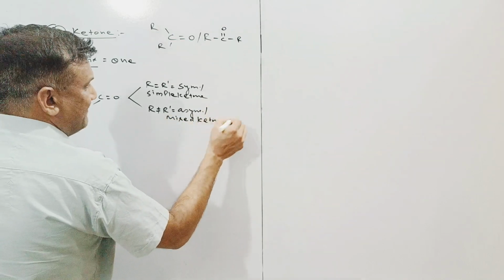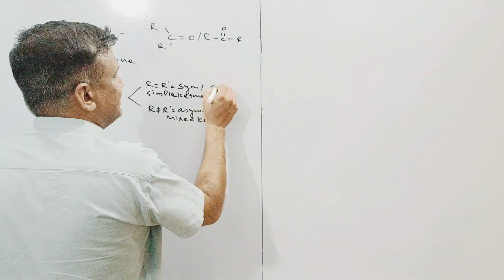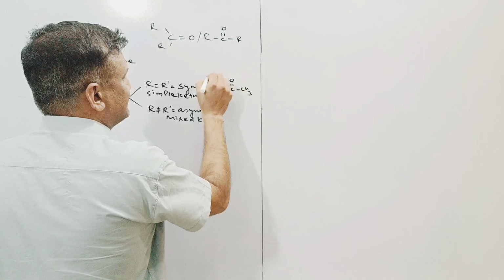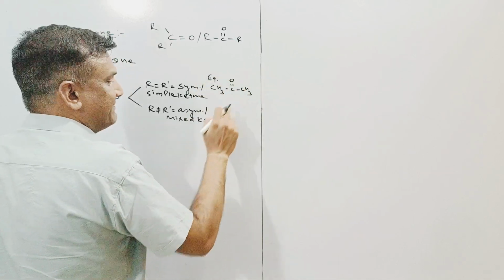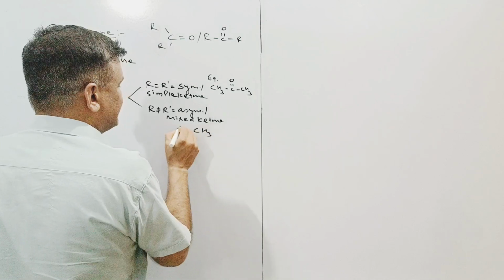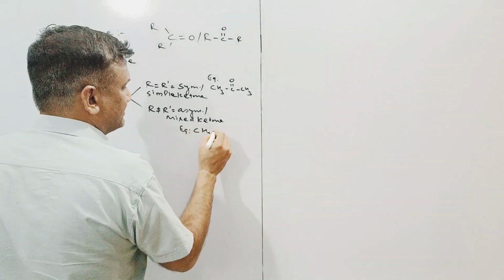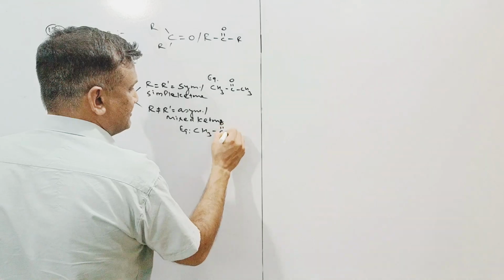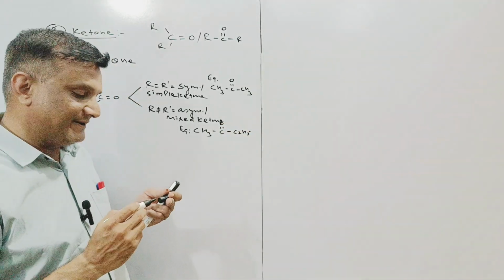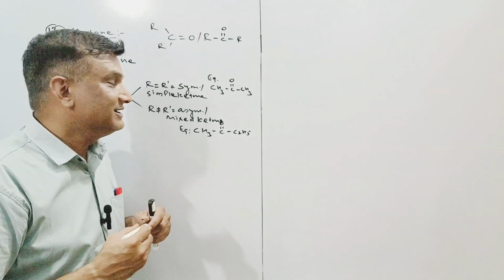If we go with the example, then we can take CH3 CO CH3 as an example. This is the symmetrical ketone, both are same. And if we go with the asymmetrical ketone, then we can take as example CH3 CO C2H5. So this was about symmetrical and asymmetrical ketone.